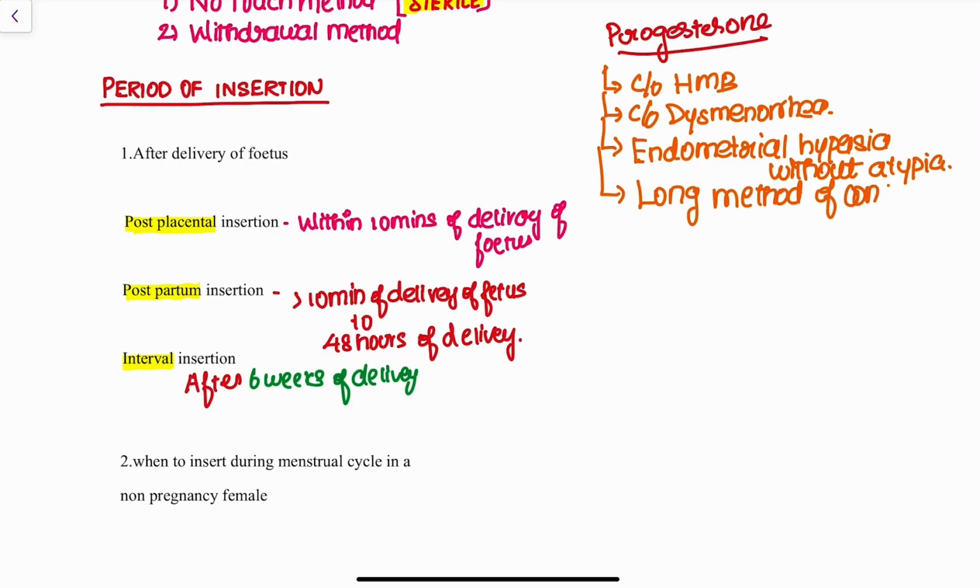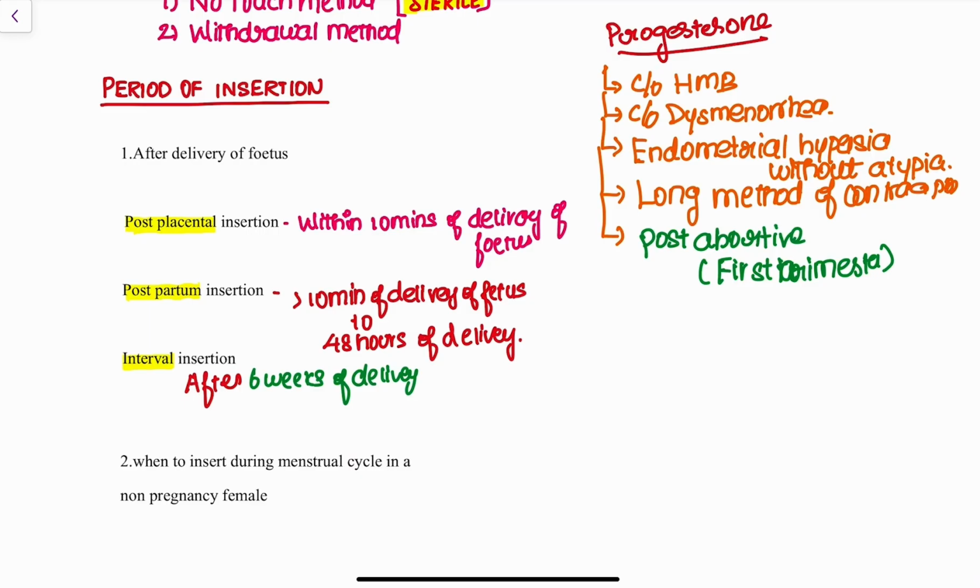And for those females who want a longer method of contraception, but they don't want a permanent contraceptive method, in those females also you can insert this. It also has the advantage that post-abortive insertion is possible with the intrauterine device MIRENA. So after first trimester abortions, immediately after the abortion, IUD MIRENA can be inserted.